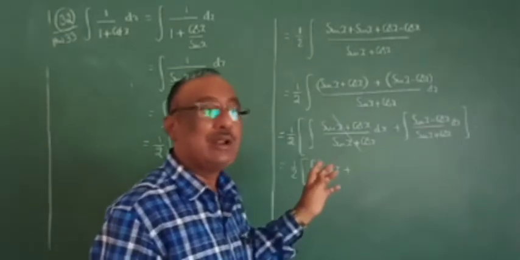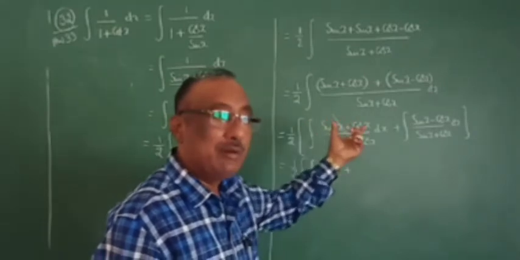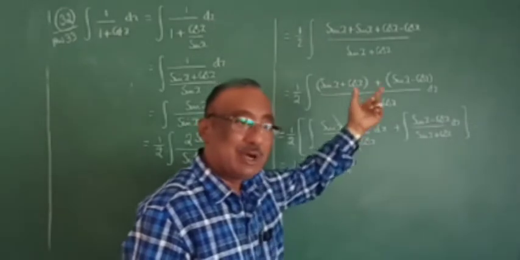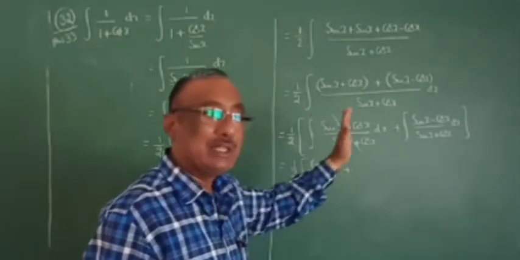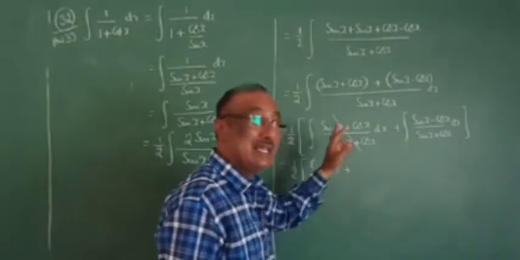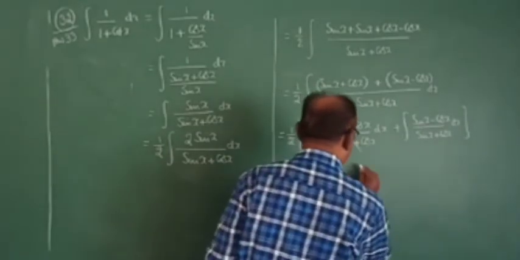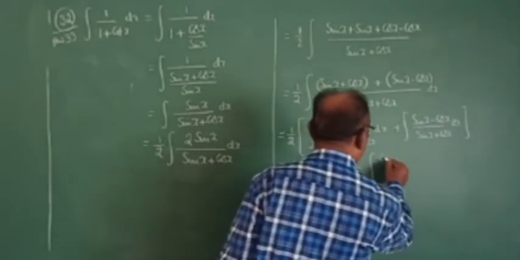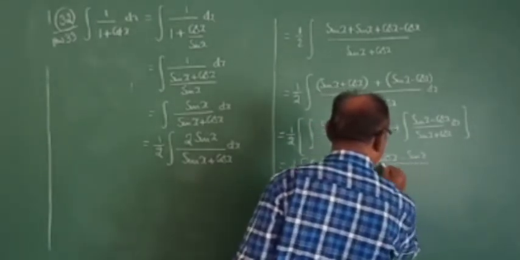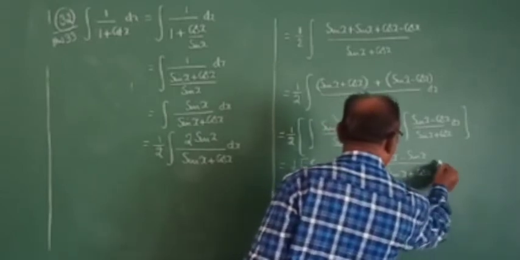Observing the denominator, I will make it into 2 groups: sin term, cos term first group; sin term, cos term second group. I will separate with the denominator and write 2 parts. First part is cancelled, 1 into dx. In the second part take minus common, then integral of cos x minus sin x by the denominator sin x plus cos x into dx.